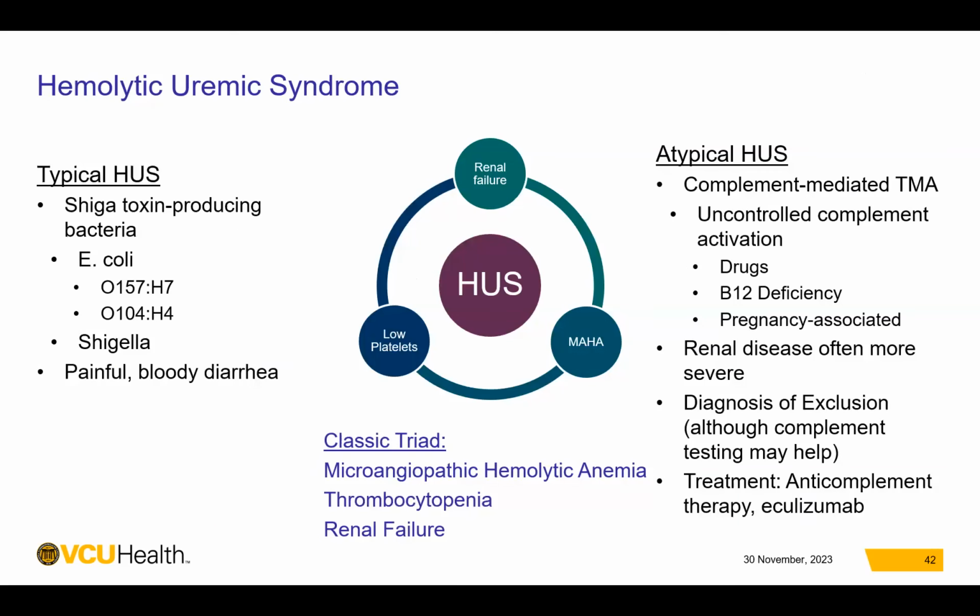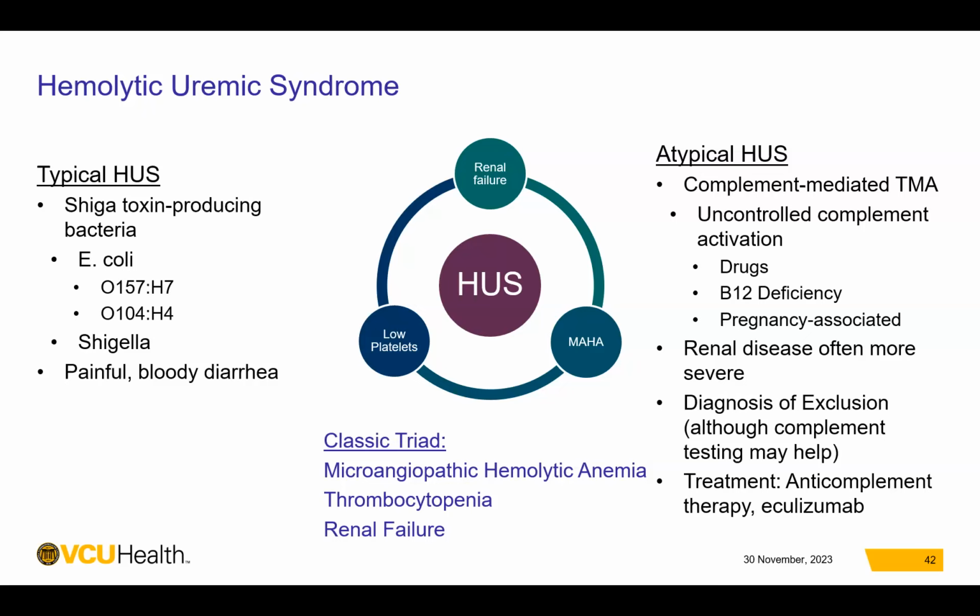Okay, so let's contrast that with hemolytic uremic syndrome. The classic triad of HUS is microangiopathic hemolytic anemia, thrombocytopenia, and renal failure. And it's been classically divided into typical HUS and atypical HUS.